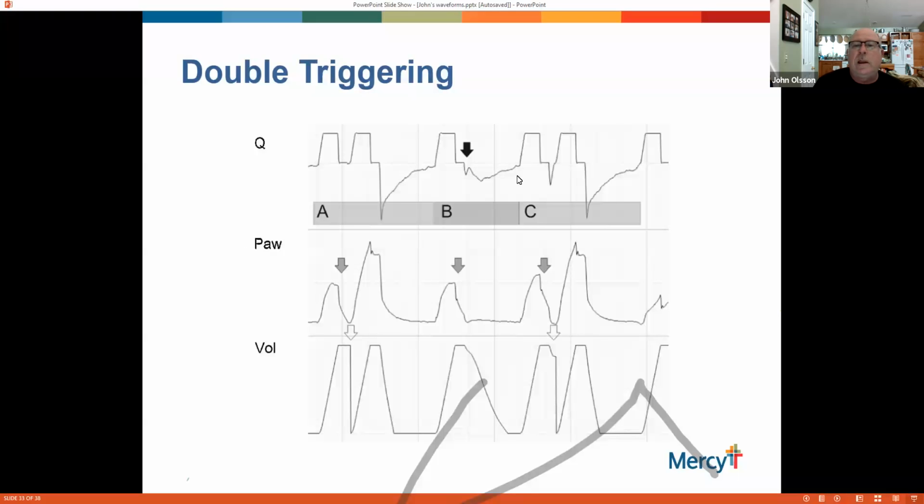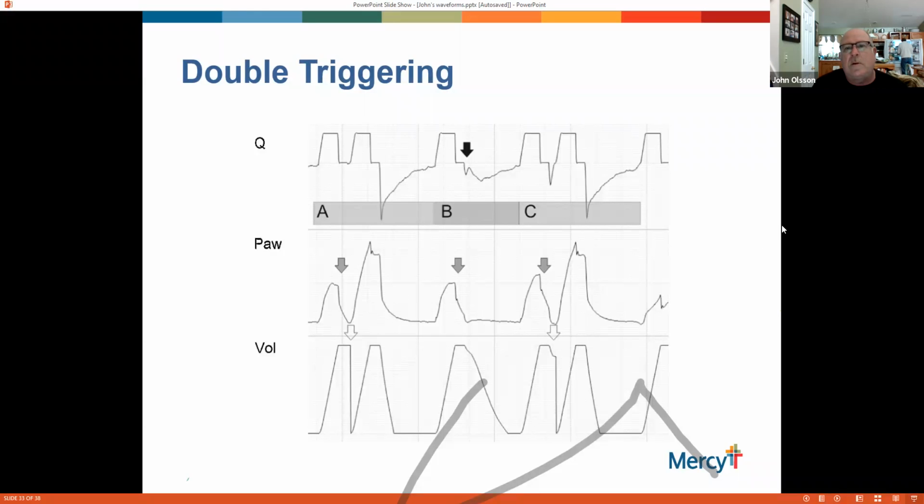And double triggering here, so you can see again. Here's that patient triggering breath here. Here they're getting a breath on top of a breath here. They're getting a breath on top of a breath here.